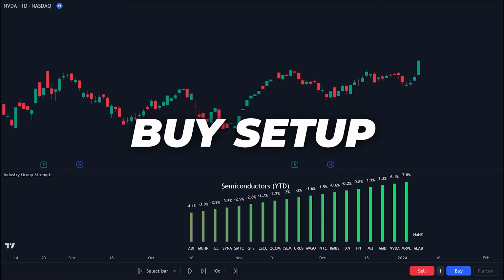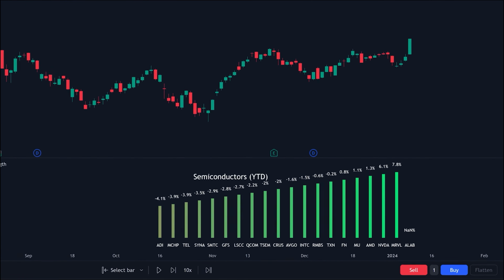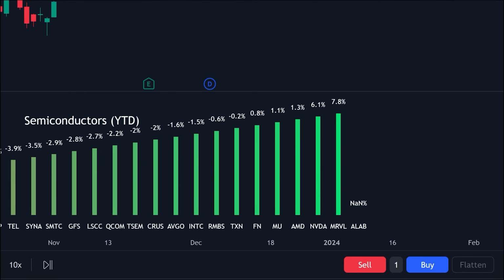Buy trade setup for NVIDIA stocks. First, we see that NVIDIA is one of the top performing stocks in the semiconductor sector, as shown by the industry group strength indicator at the bottom of the chart. The stock has a strong year-to-date return of 6.1%, indicating it's performing well compared to others in the same sector.